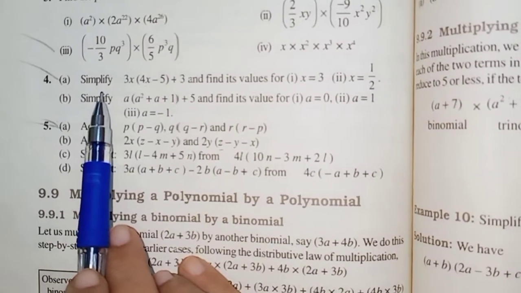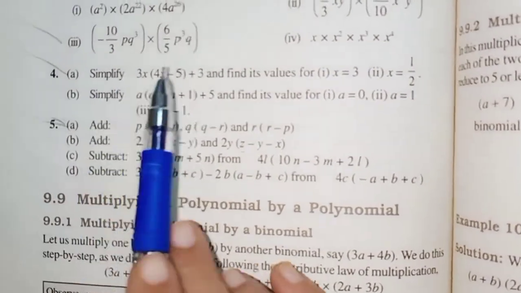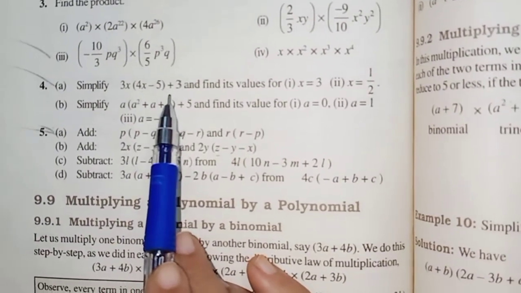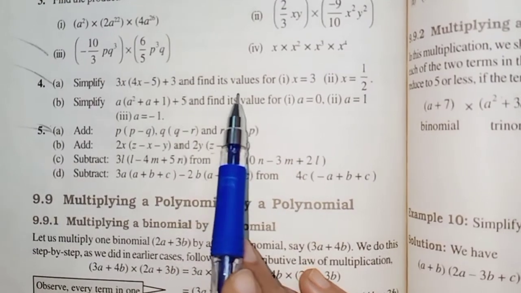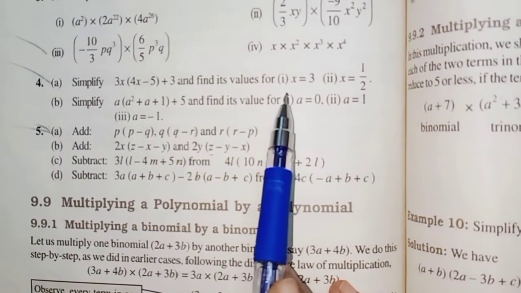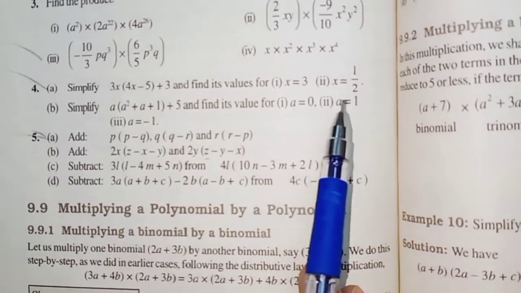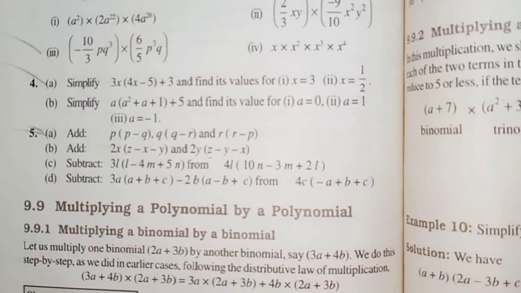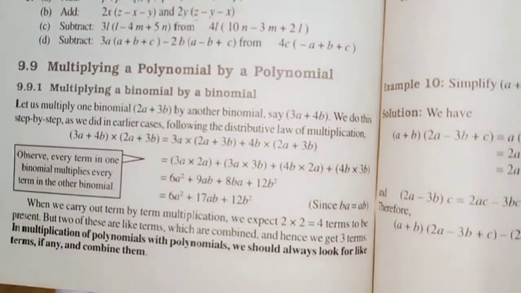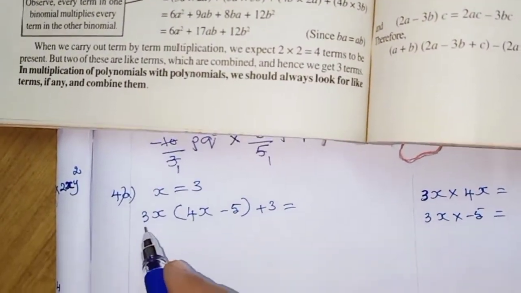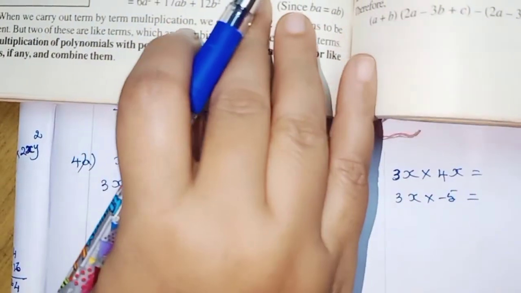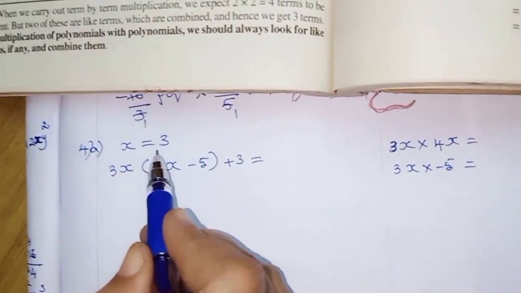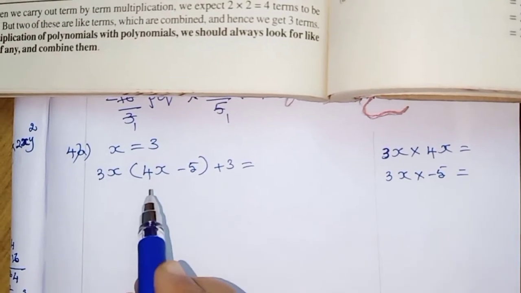Exercise 9.3, fourth sum. Simplify 3x into (4x minus 5) plus 3 and find its values for 1. x is equal to 3, 2. x is equal to 1 by 2. Now look here. First we have to simplify the algebraic expression. Then only we have to substitute the value x is equal to 3.